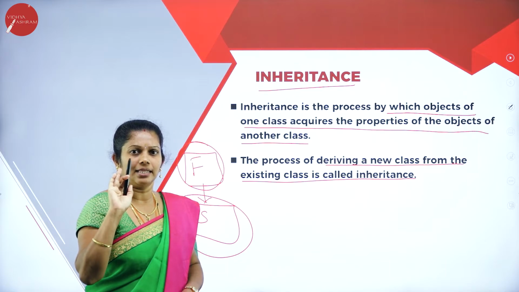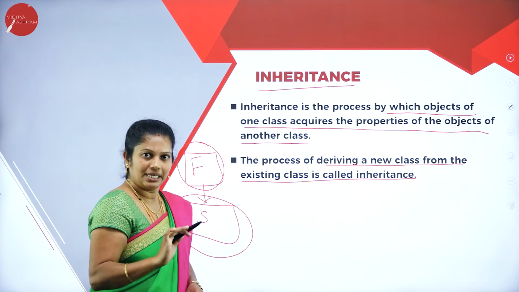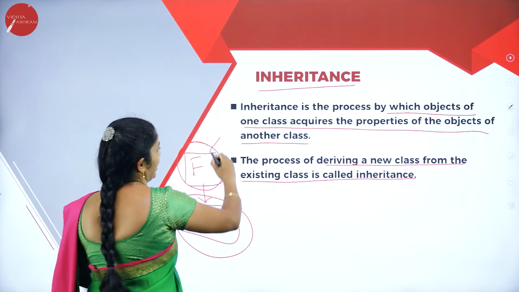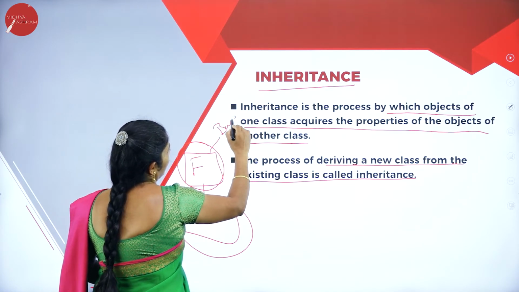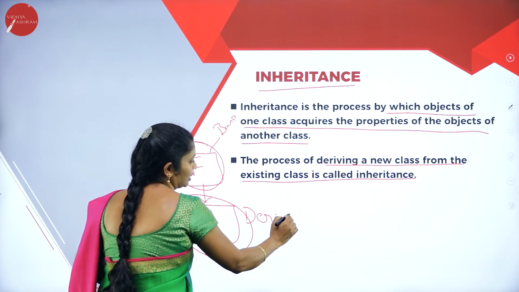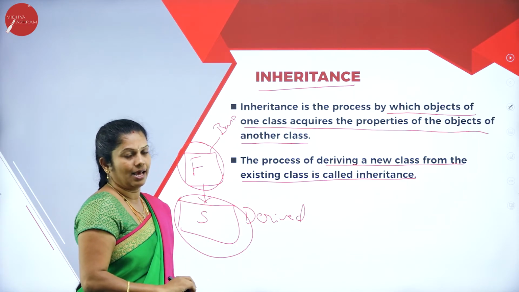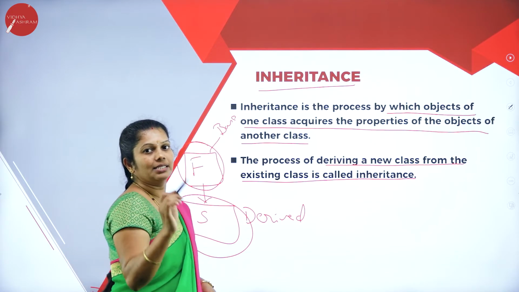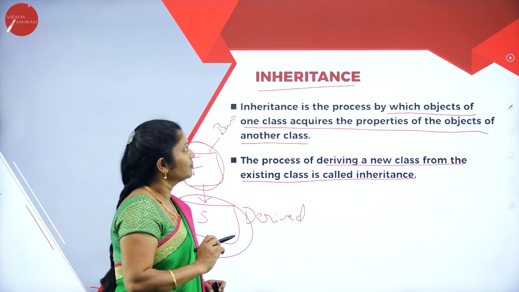Inheritance is nothing but acquiring the properties from the base. This existing class can be called the base. Acquiring the properties from the base to the derived class. The new class can be called the derived class. Just taking the properties from base to derived is nothing but inheritance.